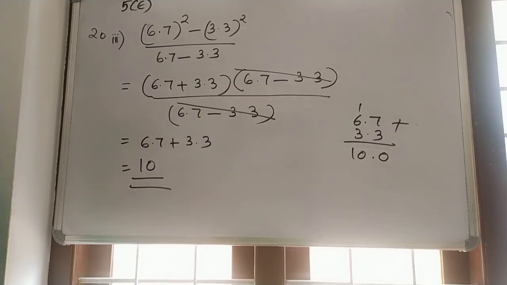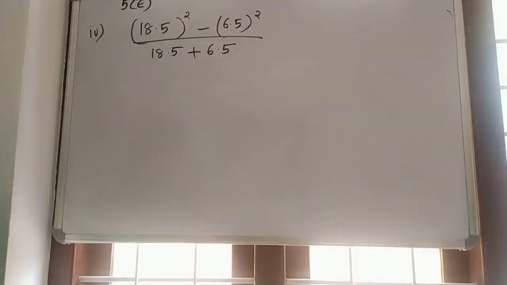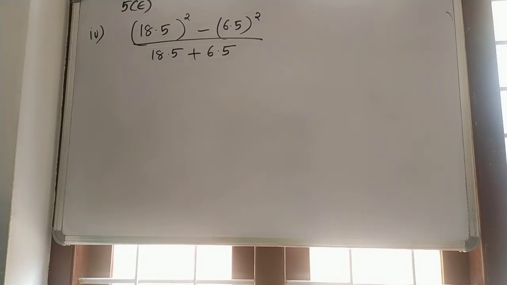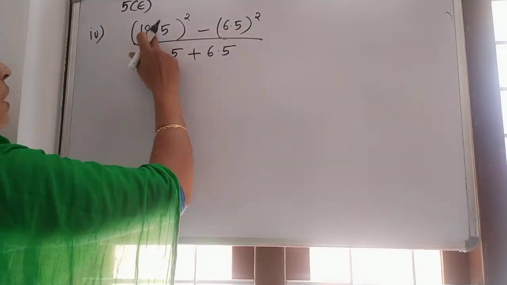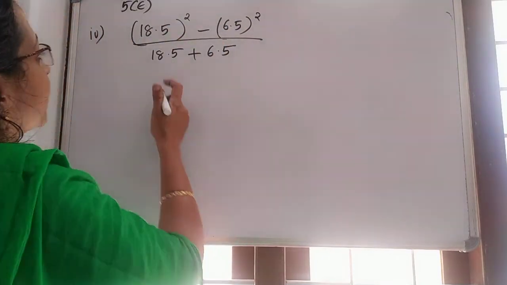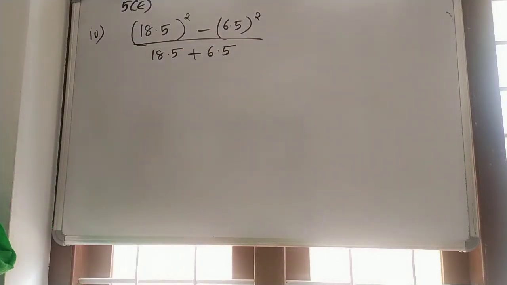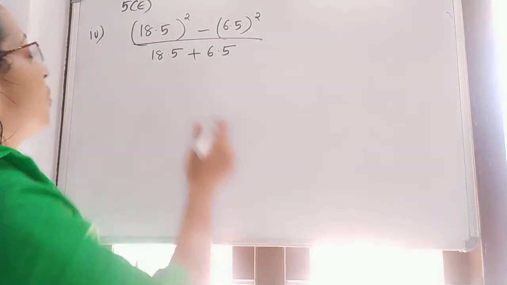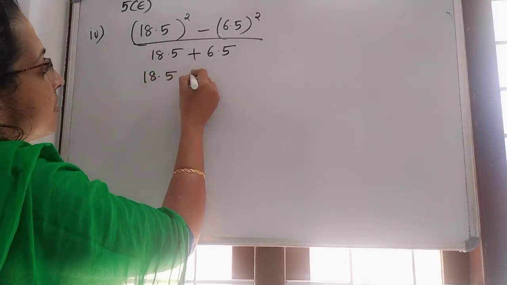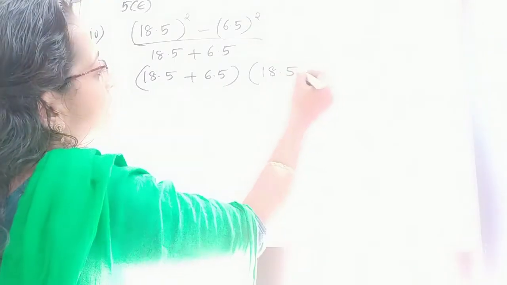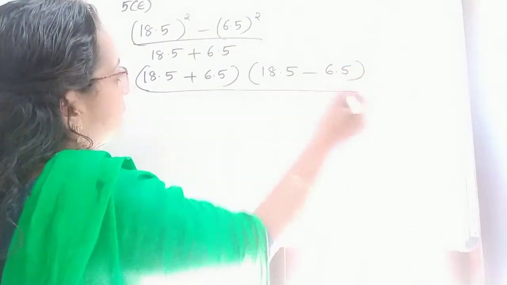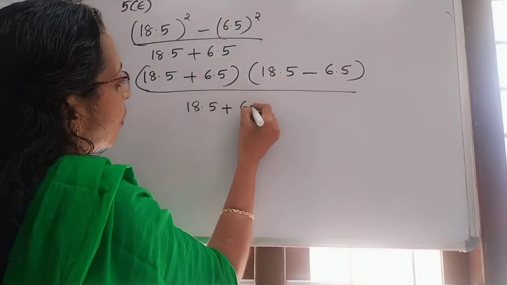Okay. Then last question, question number 4. Fourth question, 18.5 whole square minus 6.5 whole square divided by 18.5 plus 6.5. Same as the previous question. This is in the form of a square minus b square, where a is equal to 18.5 and b is equal to 6.5. So this can be written as a square minus b square. How can we write? A plus b into a minus b. So it will be 18.5 plus 6.5 into what? 18.5 minus 6.5 divided by 18.5 plus 6.5.